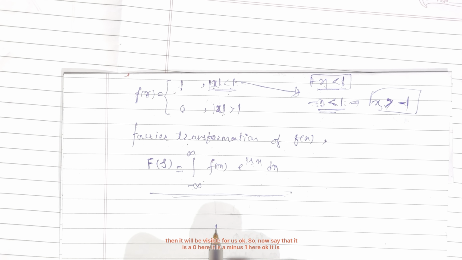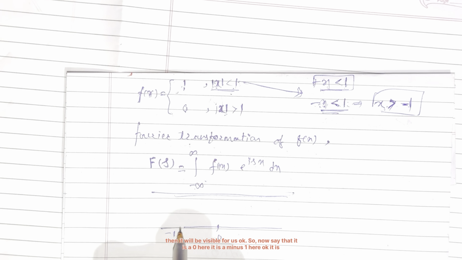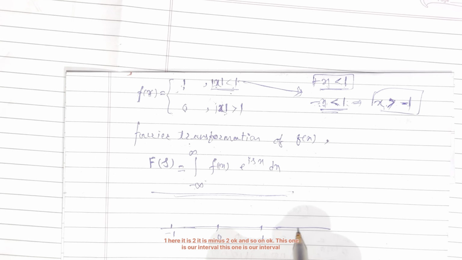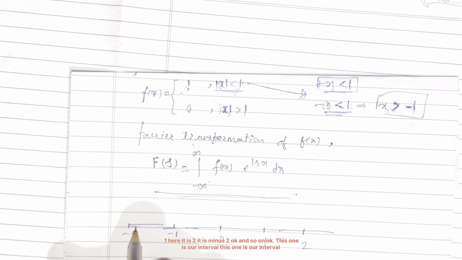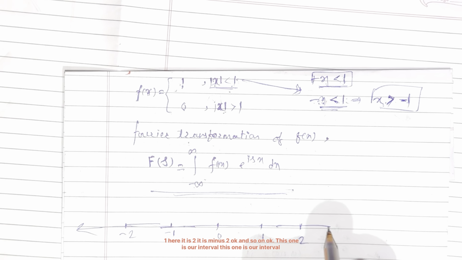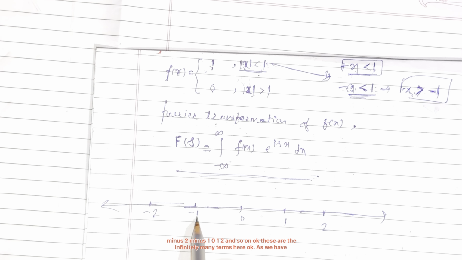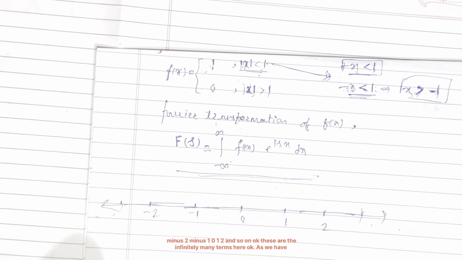Okay, so now say that it is a 0 here, it is a -1 here, it is 1 here, it is 2, it is -2, and so on. This one is our interval: -2, -1, 0, 1, 2, and so on. These are the infinitely many terms here, as we have the Fourier series from -infinity to +infinity, so we have to take here a -infinity.